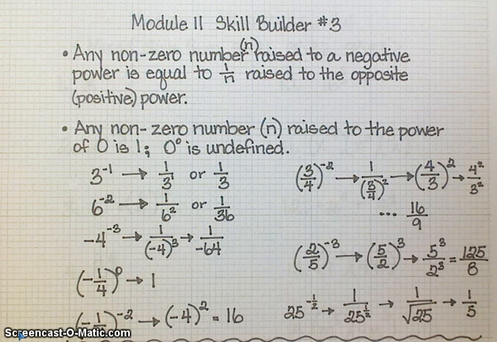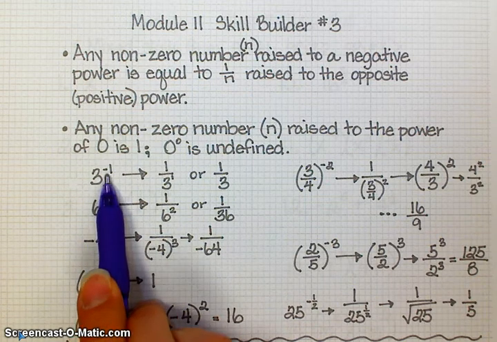Okay, this is Module 11 Skill Builder number 3, and it says any non-zero number n raised to a negative power is equal to 1 over n raised to the positive power, or to the opposite power. Also, any non-zero number n that's raised to the power of 0 is 1. 0 to the 0 power is undefined. Okay, so let's go through some examples that kind of show us what we're talking about.